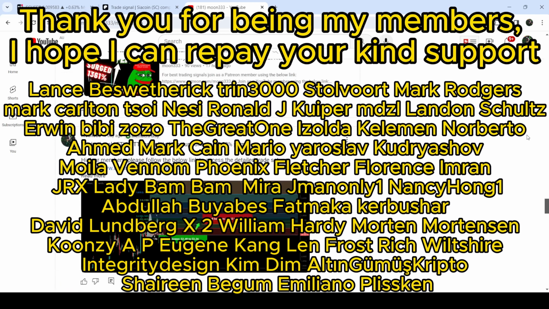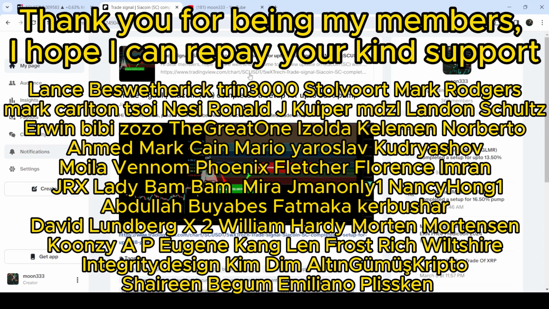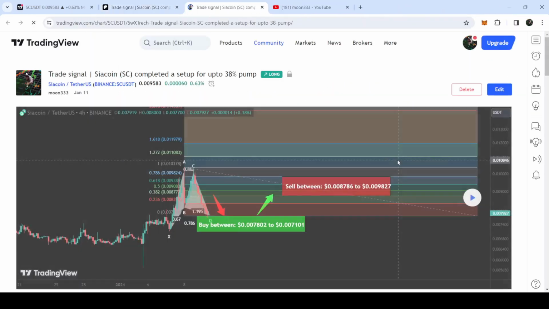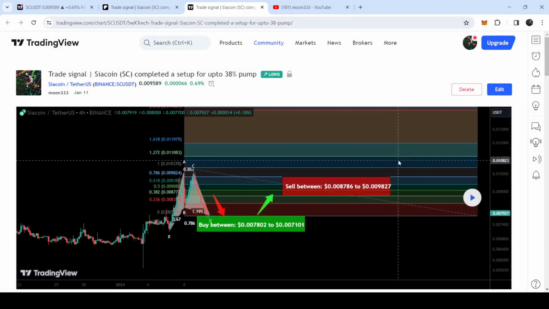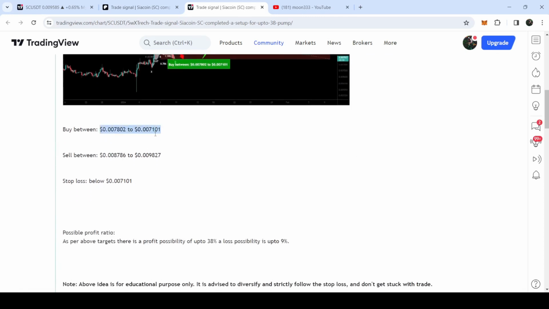Let's start the analysis. And first of all, let me begin with my most recent trade signal for Siacoin that I shared with my members on 11th of January 2024. And that was a harmonic bullish reversal Gartley pattern that Siacoin formed on a 4-hour time frame chart with US dollar pair. This was a complete trade setup. This was the buying range, the sell target zone and the stop loss.